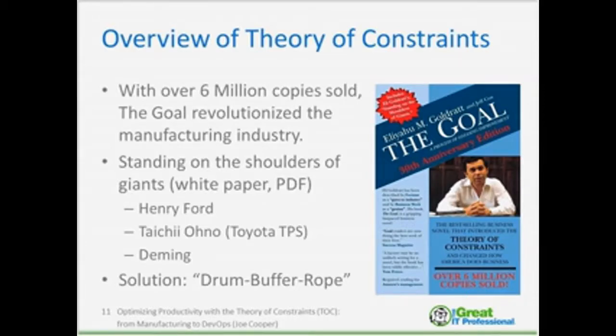Dr. Goldratt really studied Henry Ford and Taichi Ono as well, and many believe that he stood on the shoulders of these giants and took major leaps forward as well with the theory of constraints. In this white paper, Dr. Goldratt also references Deming as someone who really helped him to understand systems thinking, and so you can consider Deming also one of the giants that Dr. Ellie Goldratt stood on the shoulders of.